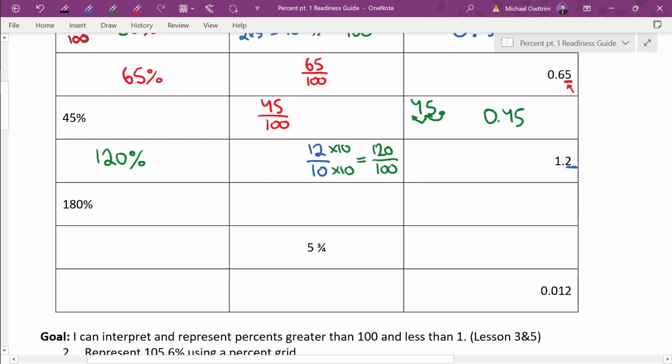And let's just continue, finish up this table. 180%, replace the percent sign with a division by 100. When we have a division by 100, our decimal point moves twice. We end up with the decimal 1.8. Now 5 3/4, we want to remember that this is a mixed number.